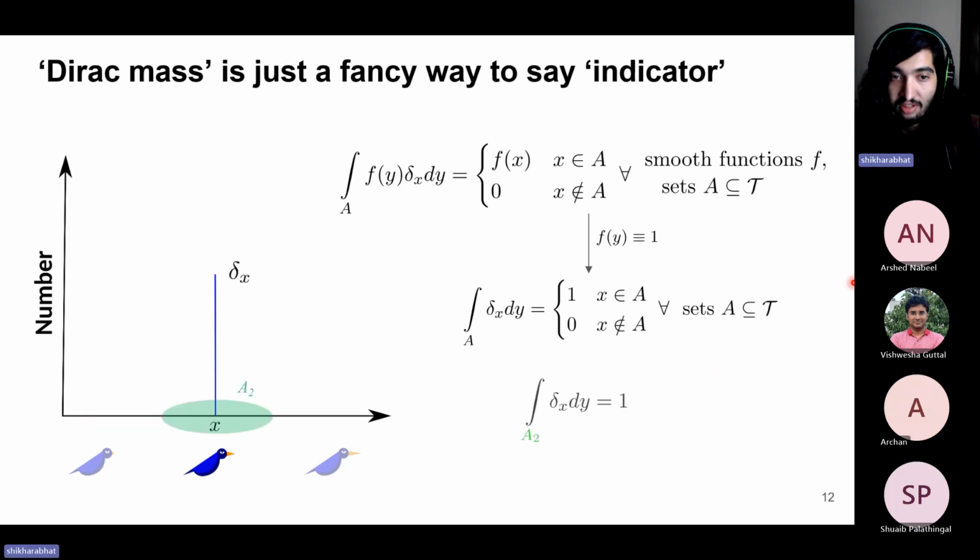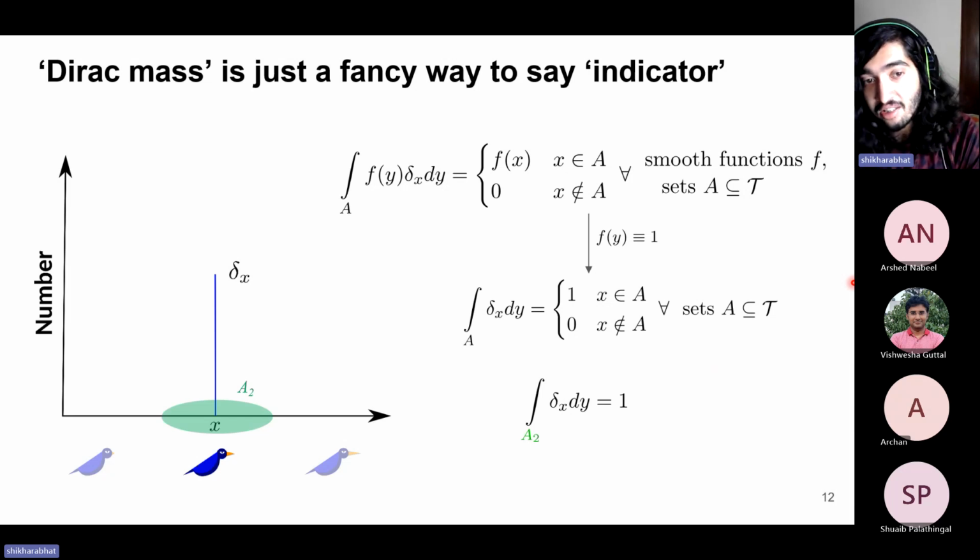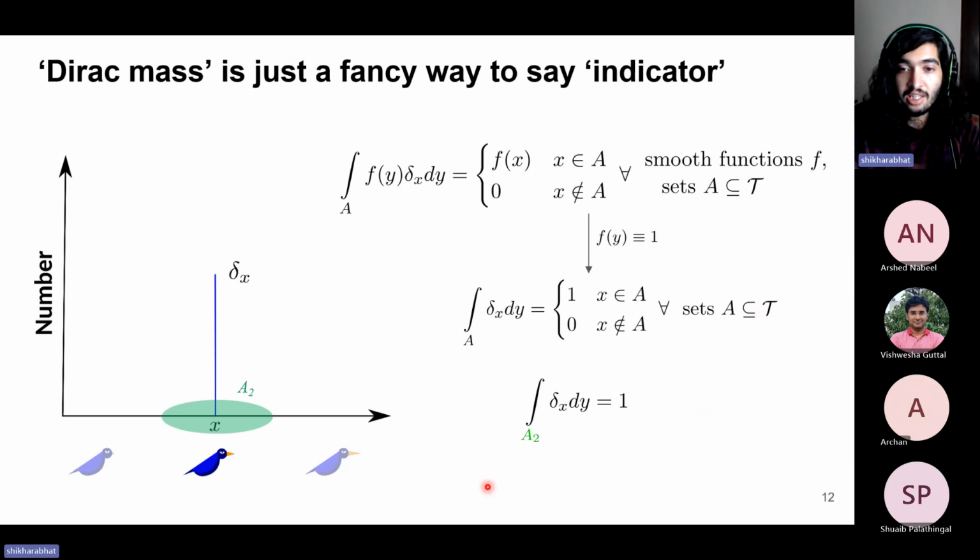If I look at some other set that contains the bird, I will get 1. So this integral, or this delta, is just telling me, given a set, does this set contain my focal bird or not? That's all it's doing. Notice in particular that if I integrate over the entire trait space, I must get 1 because the bird must be somewhere. And we can use this to find the total population size, as I'll show you.